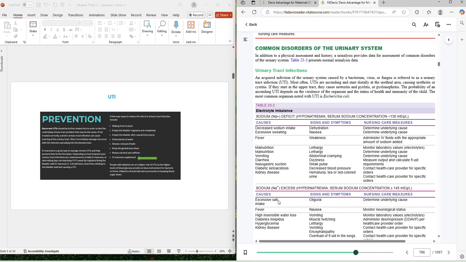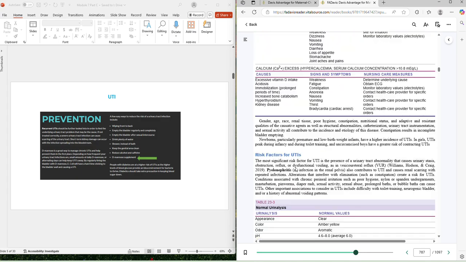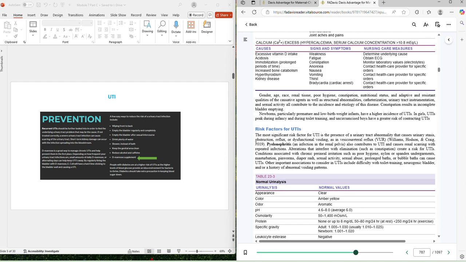So electrolytes are imbalanced, and it can become a pyelonephritis case. This is an infection in the renal pelvis, okay? It can cause renal scarring, it can damage those glomeruli, and there's lots of risk factors for that, okay? You need to know the risk factors.